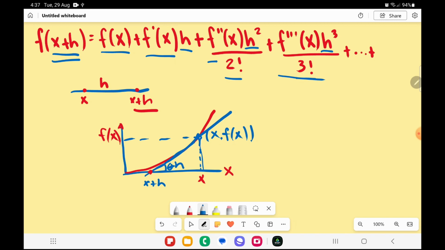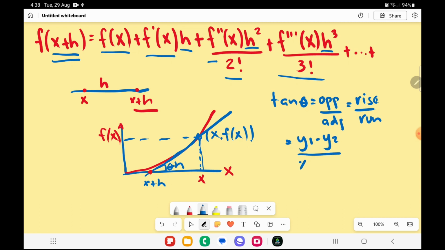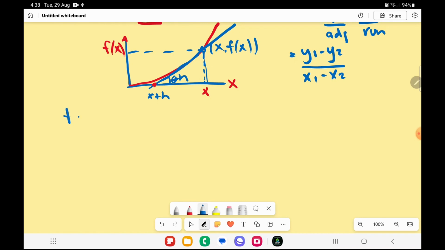So if we will use the trigonometric function tangent theta, which is equal to opposite over adjacent, or equal to rise over run, which is equal to y1 minus y2 over x1 minus x2. Now tangent theta is equal to y1 which is f of x, minus 0, over x minus x plus h.